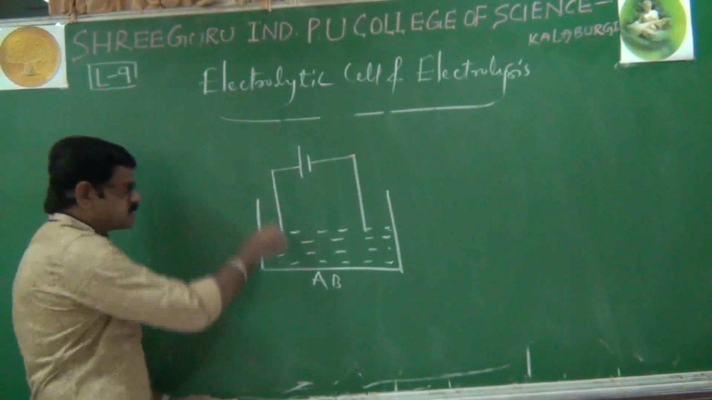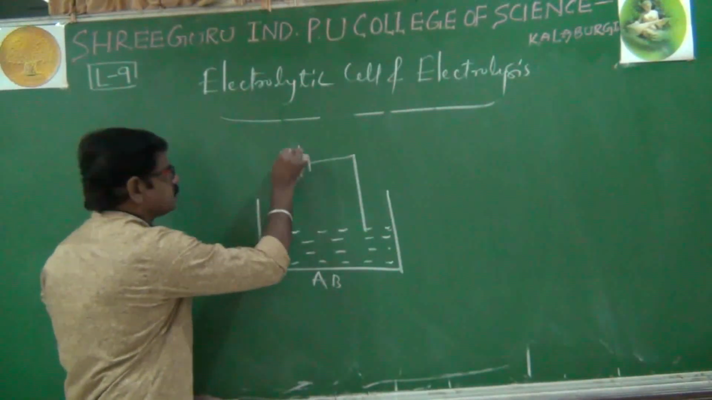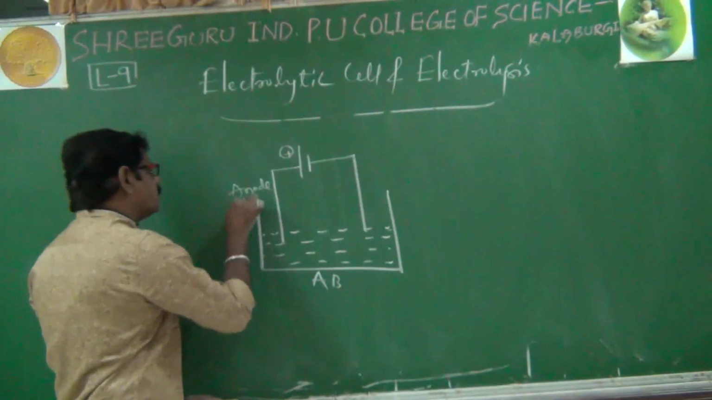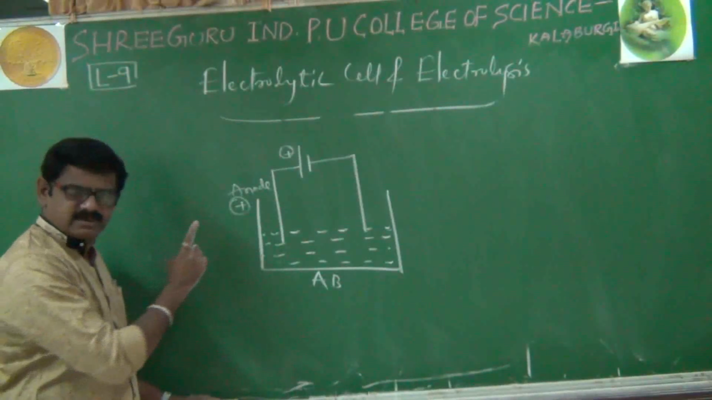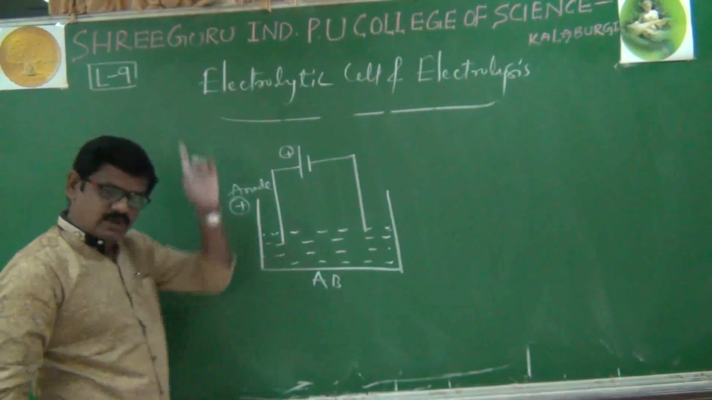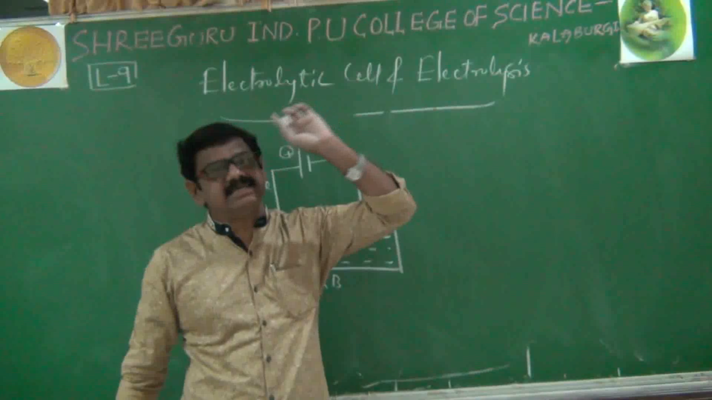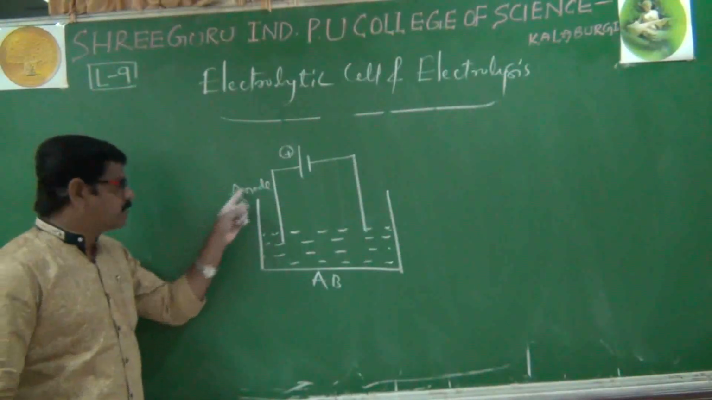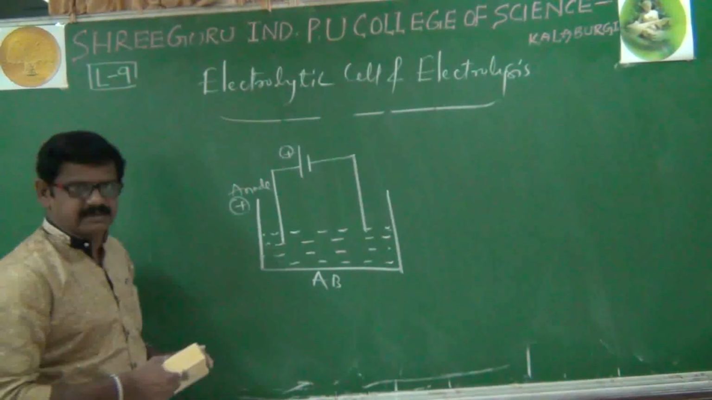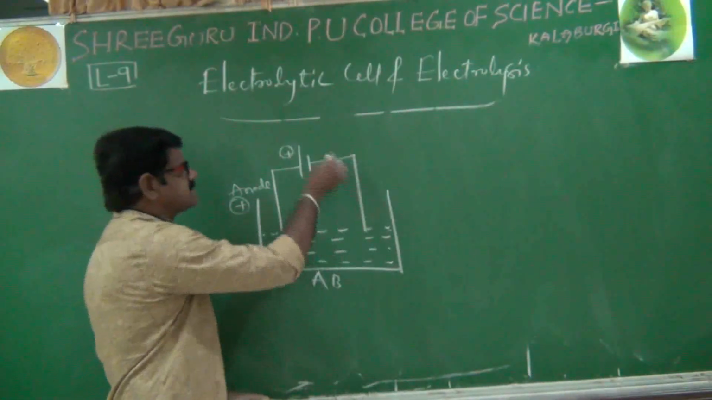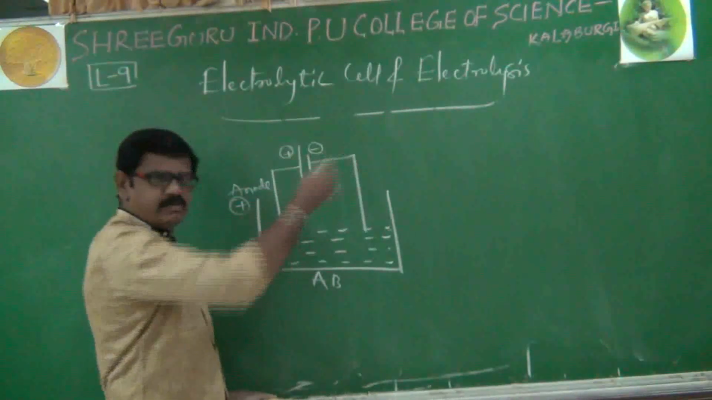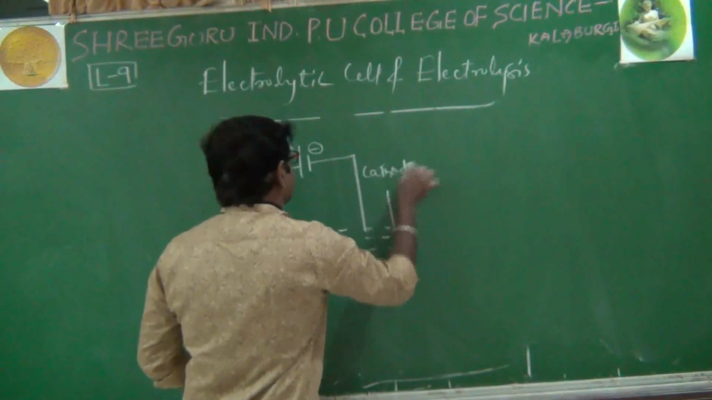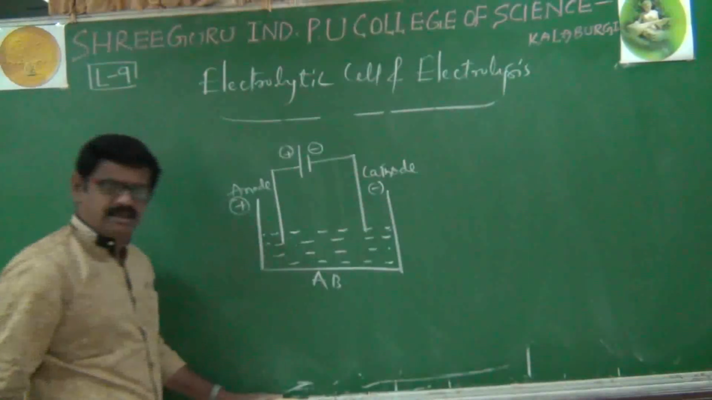Suppose an electrode which is connected to the plus terminal is acting as the anode. Here the anode is designated with a positive sign. In an electrochemical cell, the anode is designated as minus, but in an electrolytic cell we indicate the anode with a positive sign. And the electrode which is connected to the negative terminal of the battery is acting as the cathode. Cathode is a negative symbol electrode.